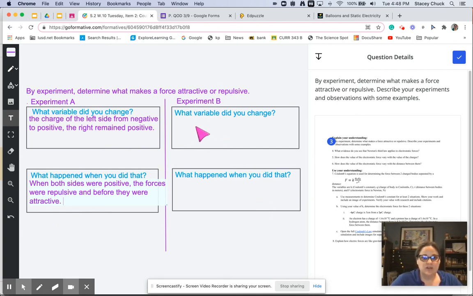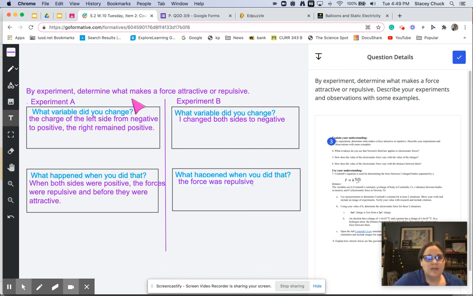Experiment B, what did you change? I changed both sides to negative. Okay, and then what happened when we did that? The force was repulsive.